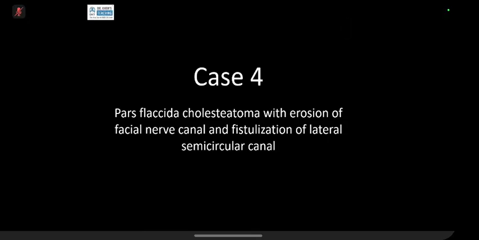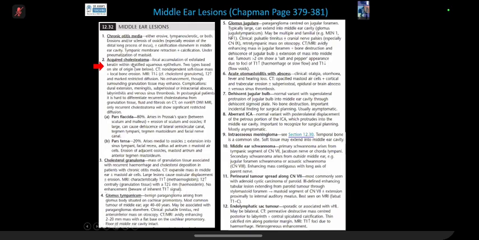Cholesteatoma with erosion of facial nerve canal and fistulization of lateral semicircular canal. So we will come back to this. Now, if you see here, acquired cholesteatoma. Cholesteatomas can be acquired, or they can be congenital. The basic issue is that stratified squamous epithelium, because of perforation of the tympanic membrane, retracts inside the middle ear cavity.